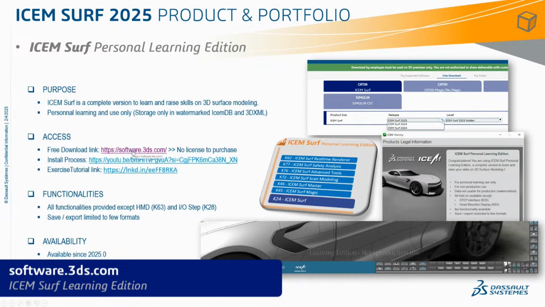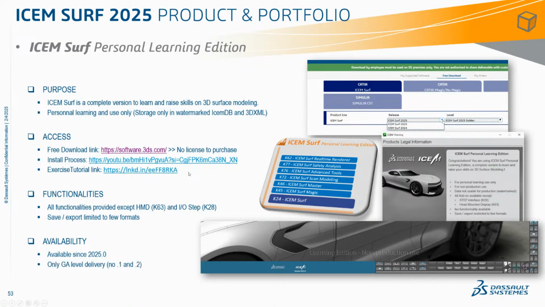You get it from software.3ds.com, and it takes you to a screen that looks like this. So you have to go to the free download area, and here's ICEM Surf. You choose the version you want, and then you push the little download button, which appears over here. And away you go. There's a little video here telling you how to install it, and there's also a tutorial to getting started with ICEM Surf, which is in the community.